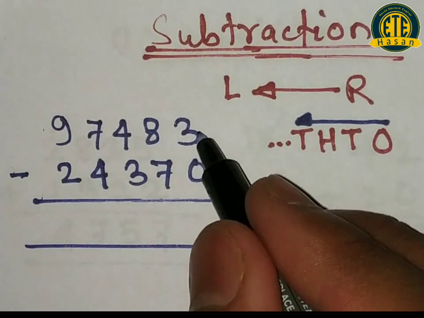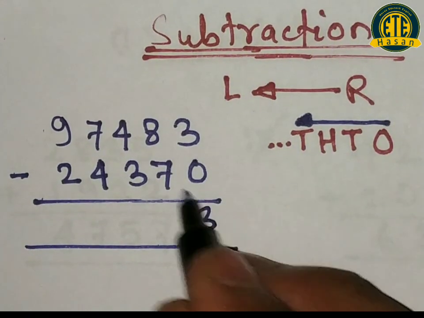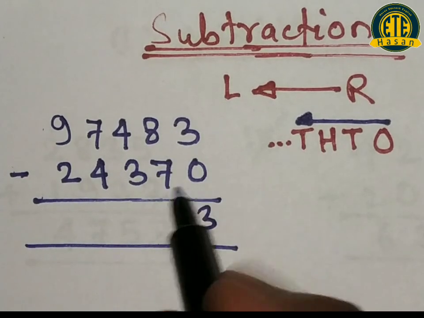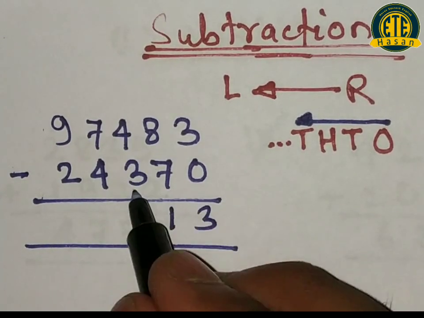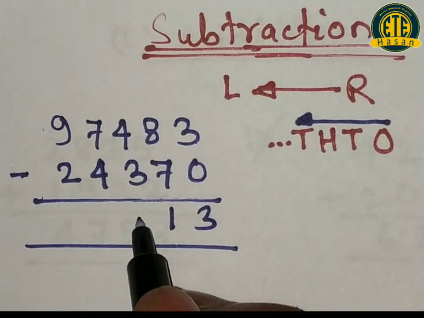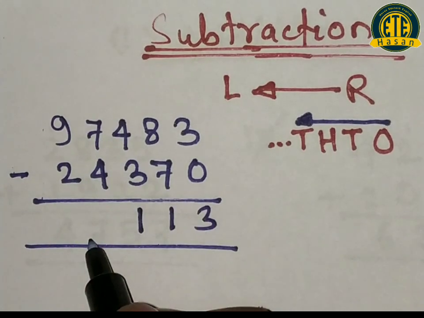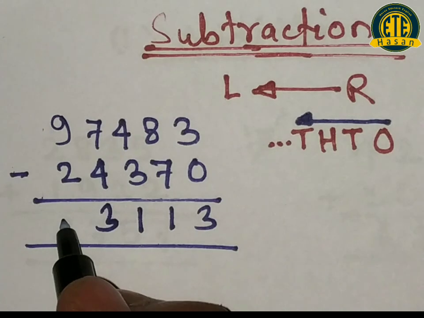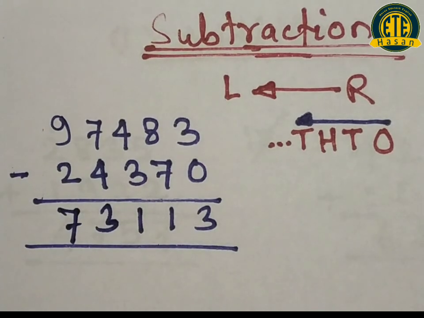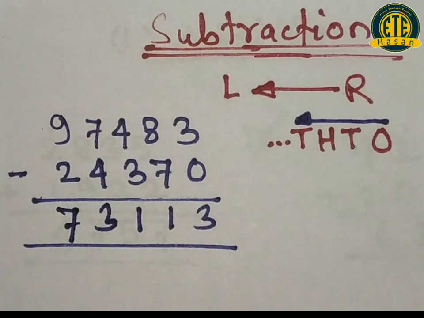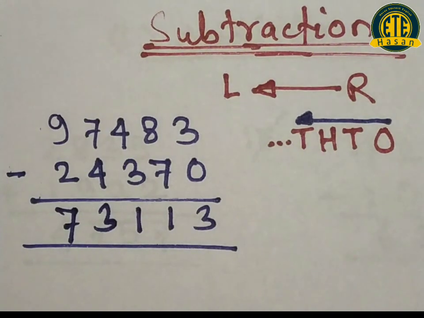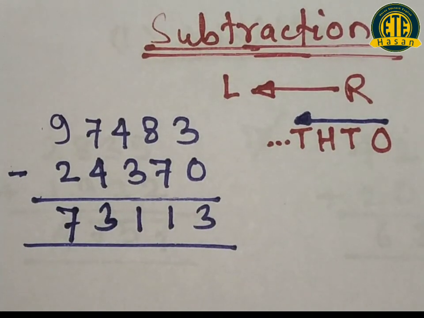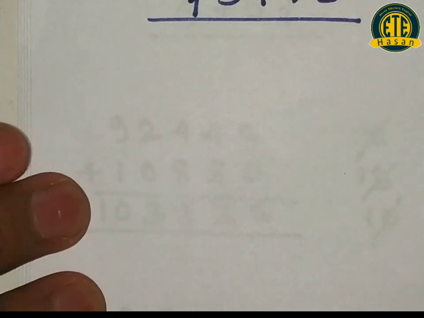3 minus 0 will be 3. 8 minus 7 will be 1. 4 minus 3 will be 1 also. 7 minus 4 will be 3. 9 minus 2 will be 7. This is a simple question with no carries, and I will also deal with some carry questions, like borrowing questions. Here there is nothing to carry.